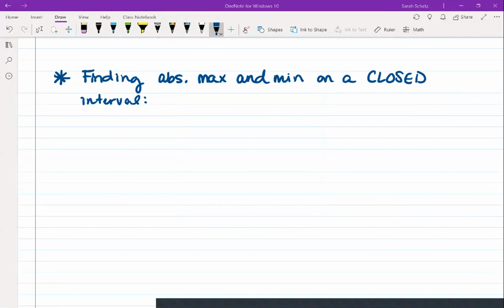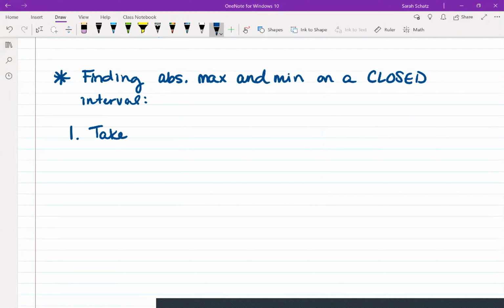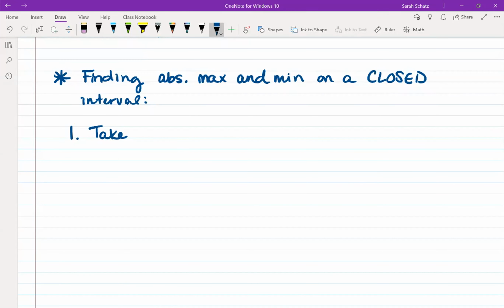Okay, so here's going to be your steps. Step 1, take the derivative. You guys, that is a basic step 1 in all of chapter 12, right? Take the derivative, just the first derivative, you guys. We don't need the second right now for this particular set of problems.